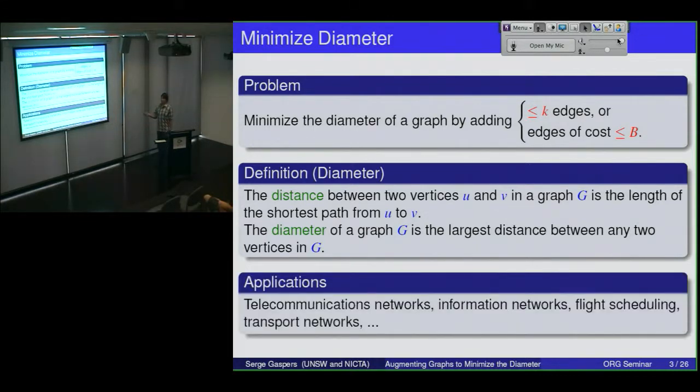And minimizing the diameter could occur in any kind of graph problems where you want to minimize distances and where you can actually add edges. Is it the largest distance or the longest path, or is it the longest shortest path? It's the longest shortest path. Is it weighted? We'll look at weighted graphs. Yeah, all results are actually for weighted graphs. Costs could be unit when we have at most k edges at our disposal, or the costs could also be some integer weights.